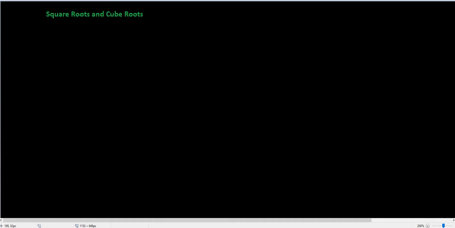Here's a video on square roots and cube roots. The way to do square roots and cube roots is, for example, the square root of 4 equals 2, because 2 times 2 equals 4. Now you may be wondering how does that work? So there's a different way.